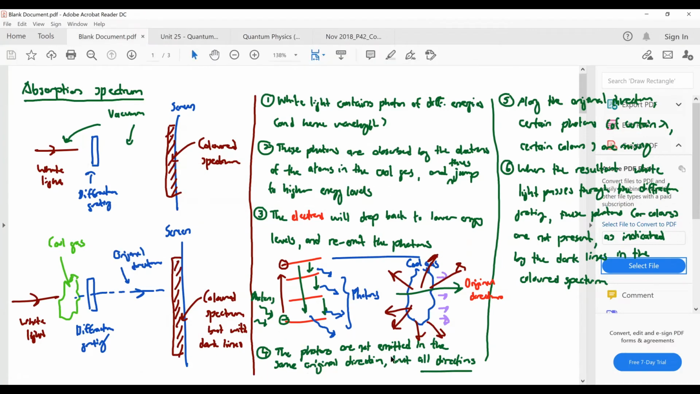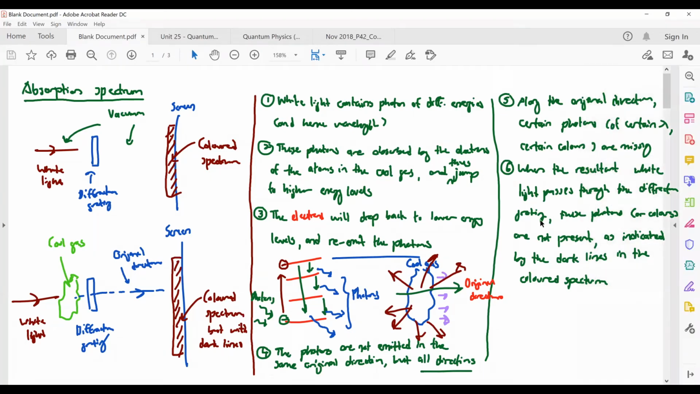So the photons are not emitted in the same original direction, but in all directions. Along the original direction, certain photons of certain wavelengths, certain colors are missing. When the resultant white light passes through the diffraction grating, these photons are not present, as indicated by the dark lines in the spectrum. Maybe I better reword this. Maybe I just erase this and rewrite this.